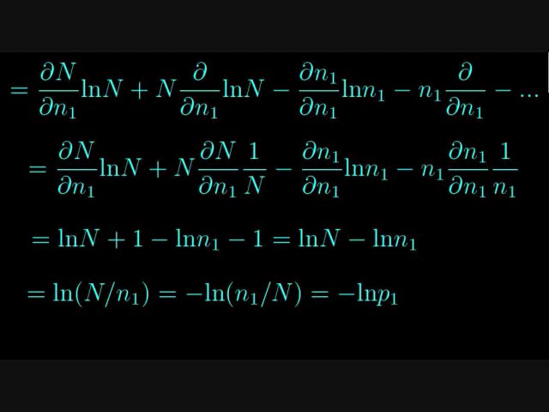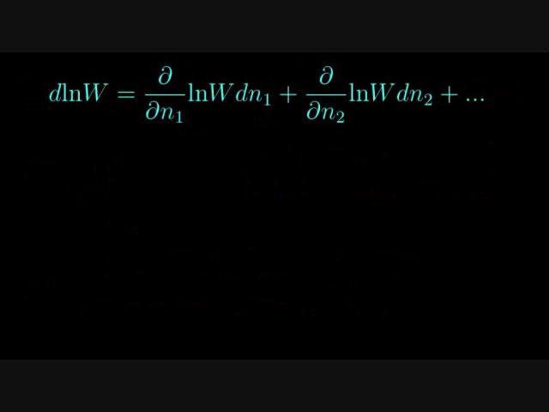Now it's time to take the differential of the natural log of W. Note that n sub 1, n sub 2, ... are the independent variables of the natural log of W. We just found that the derivative of the natural log of W with respect to n sub i is negative the natural log of p sub i. The d n sub i are not independent. They are constrained due to the conservation of energy and the fact that the number of systems cannot change.